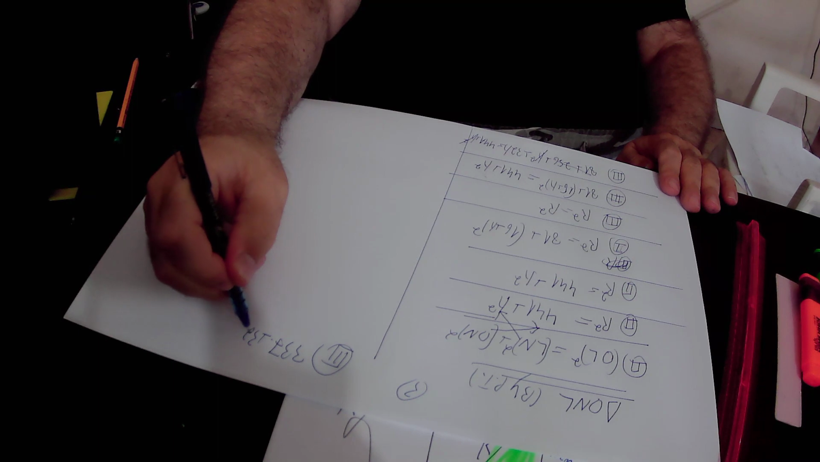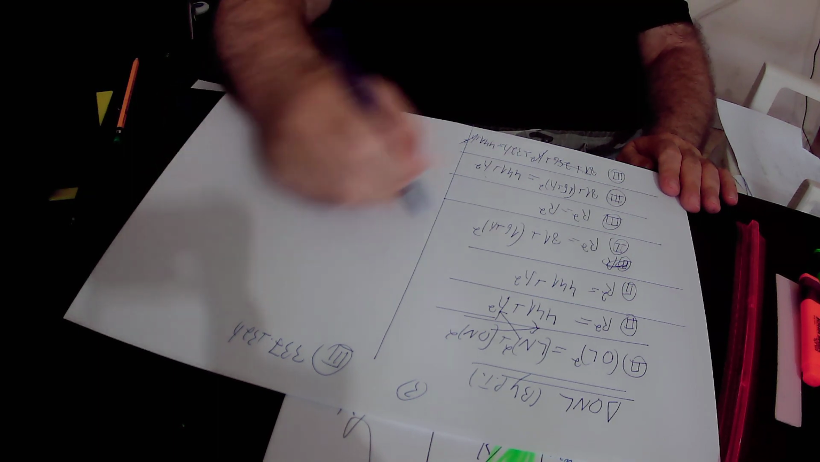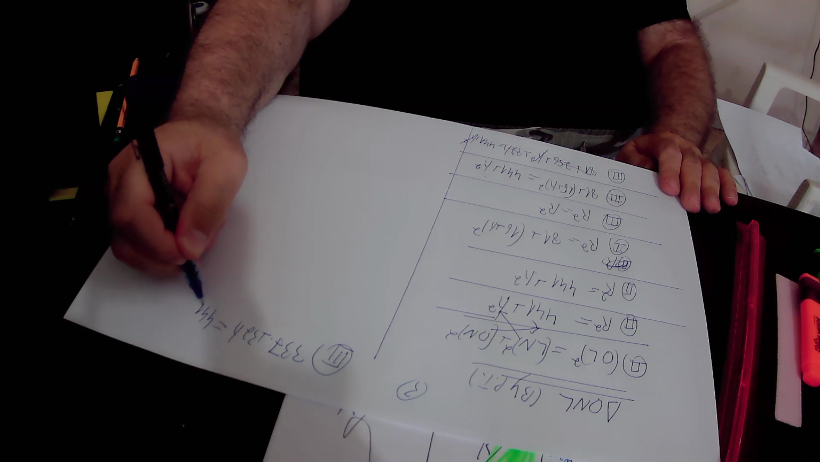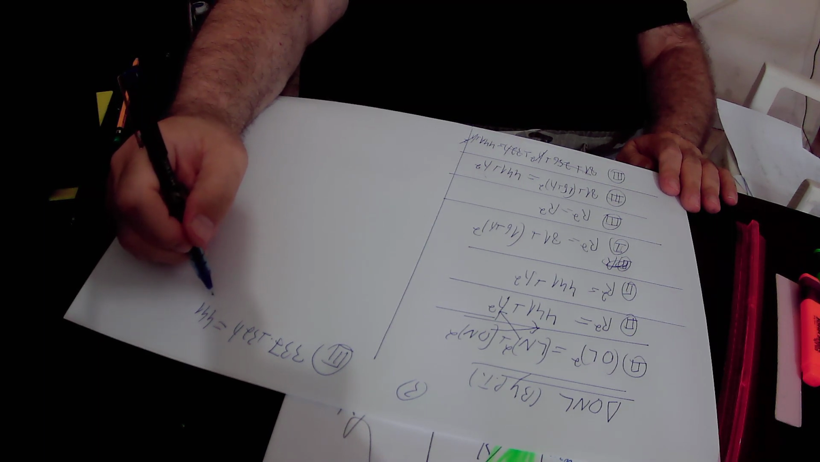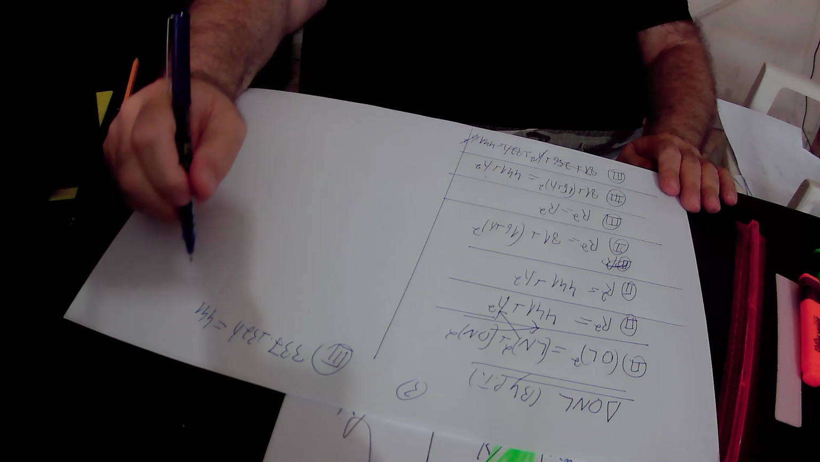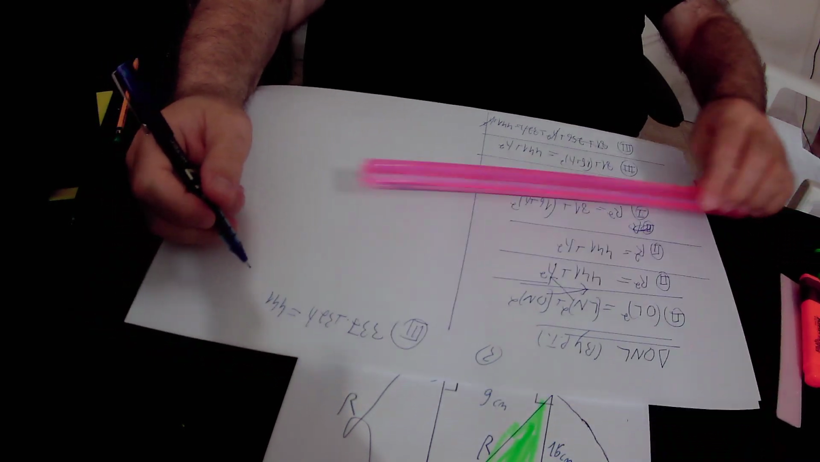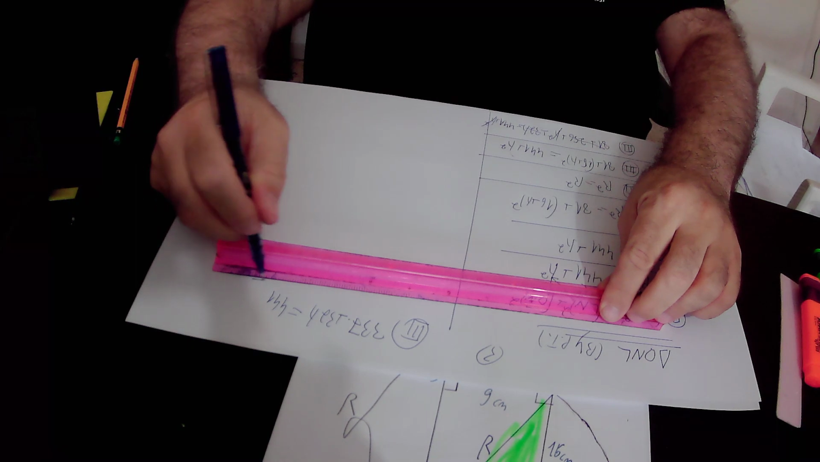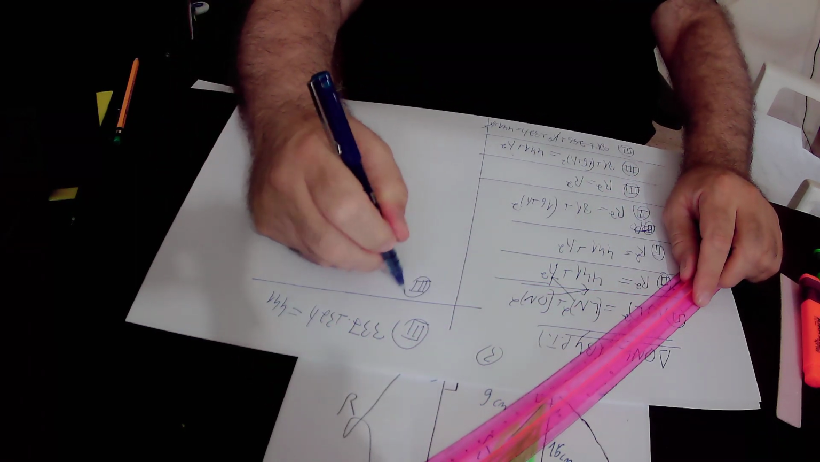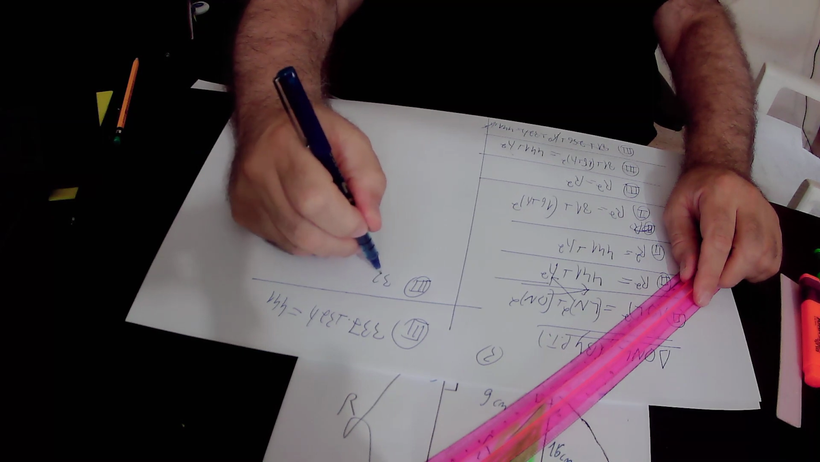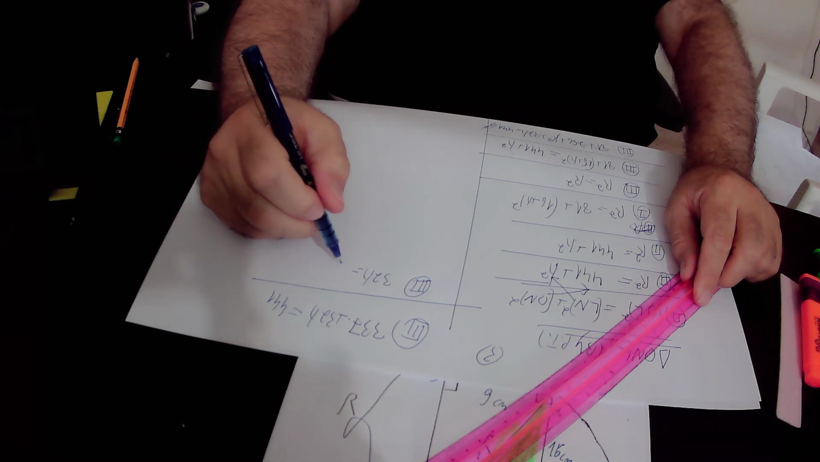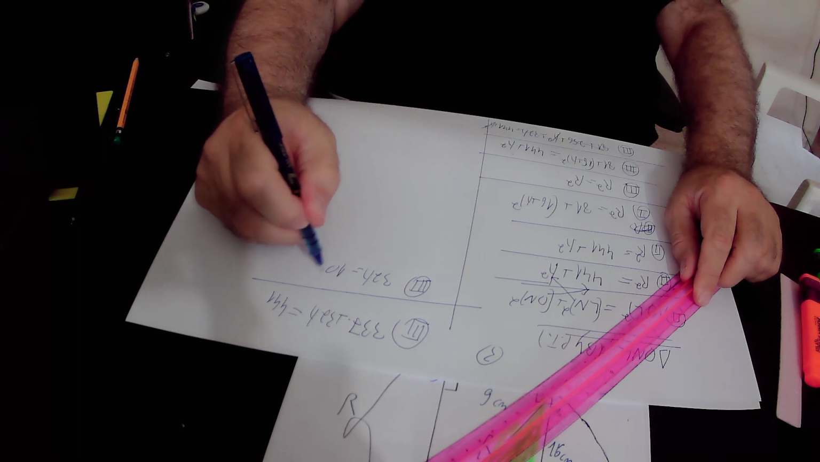Plus 32h equals to 441. So here we subtract from this equation, equation number 3, 337, and you will get that according to equation number 3, 32h equals to 441 minus 337, which is 104.